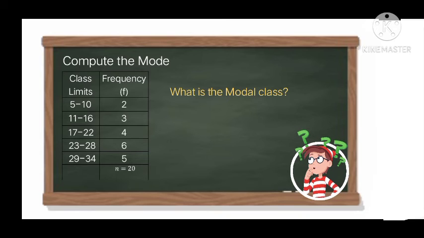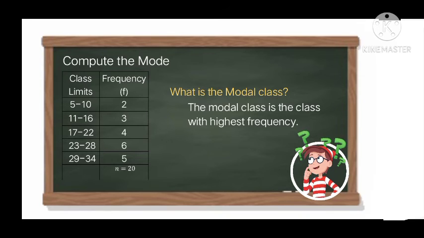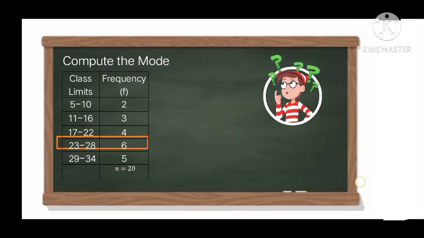So what is the modal class? The modal class is the class with highest frequency. So as you can see in the table, the class with highest frequency is 6, which is the class 23 to 28. And then our lower boundary of the modal class is 22.5, since our lower limit is 23 and then we subtract it by 0.5.